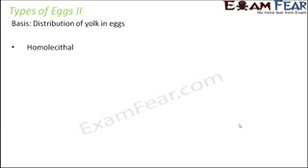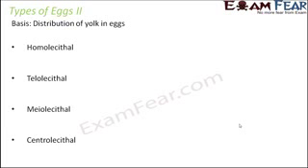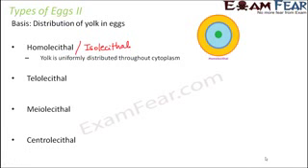So depending upon how the yolk is distributed in the eggs, they can again be classified as four types: homolecithal, telolecithal, myolecithal and centrolecithal. Homolecithal. Homo means what? Homo means same or similar. Homolecithal is also known as isolecithal. Iso again means same, right? Homolecithal and isolecithal are the same, and this type of egg has uniform or equal distribution of yolk throughout the egg. So the yolk is uniformly distributed throughout the cytoplasm.